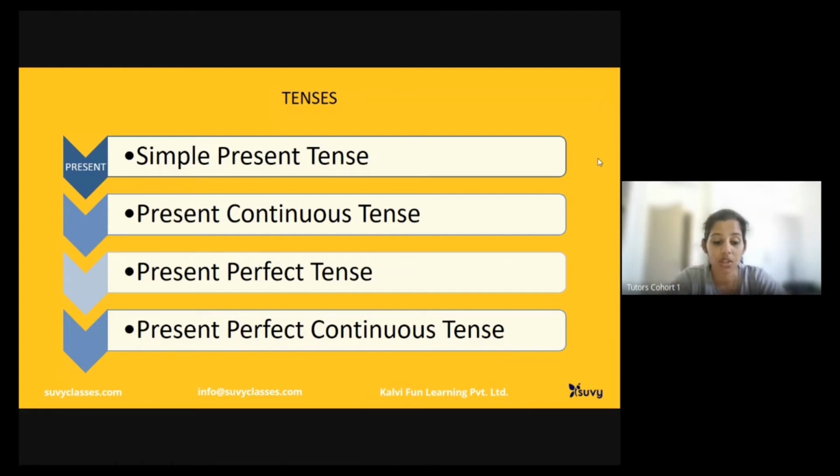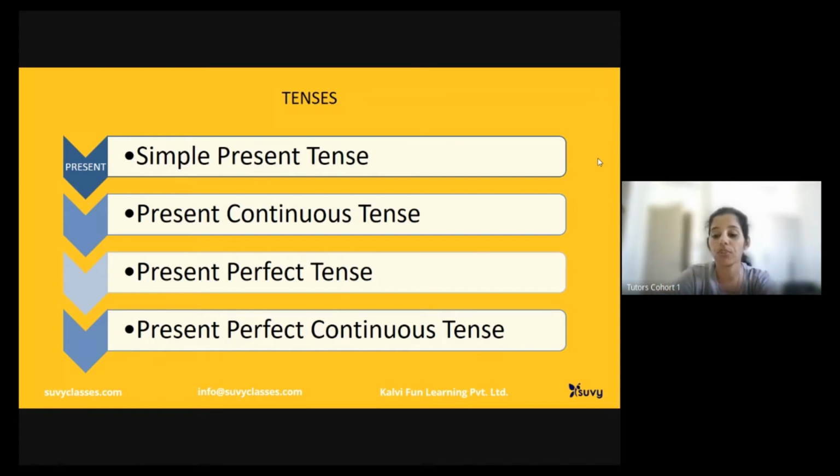Okay, he or she is still suffering from fever. So I have been playing football for an hour. So I have been continuously playing since an hour. It started in the past, it's still happening. So this is when we use present perfect continuous tense.